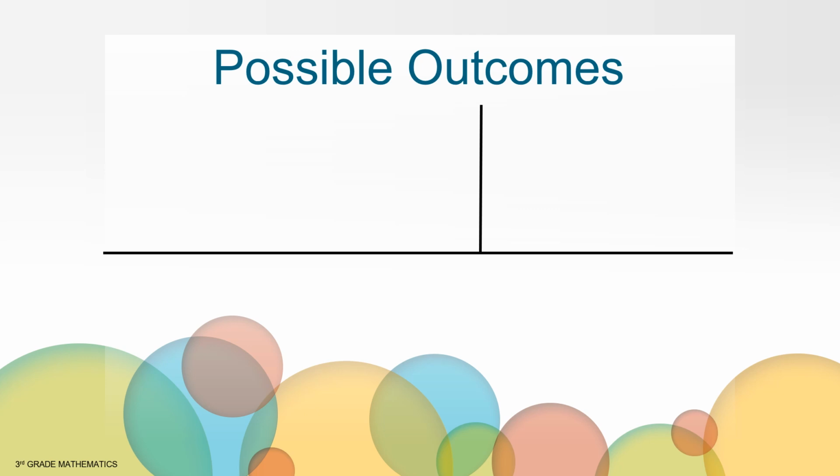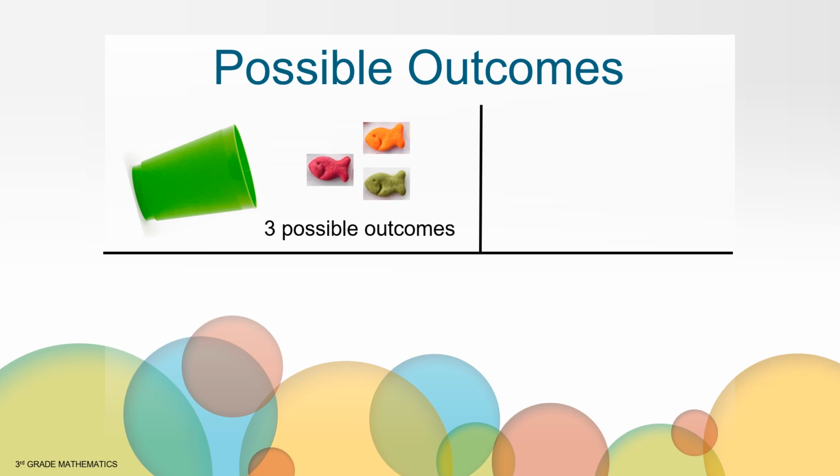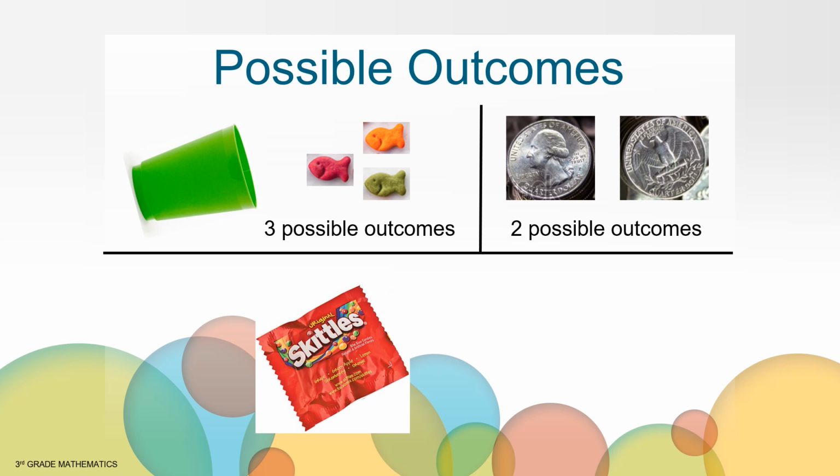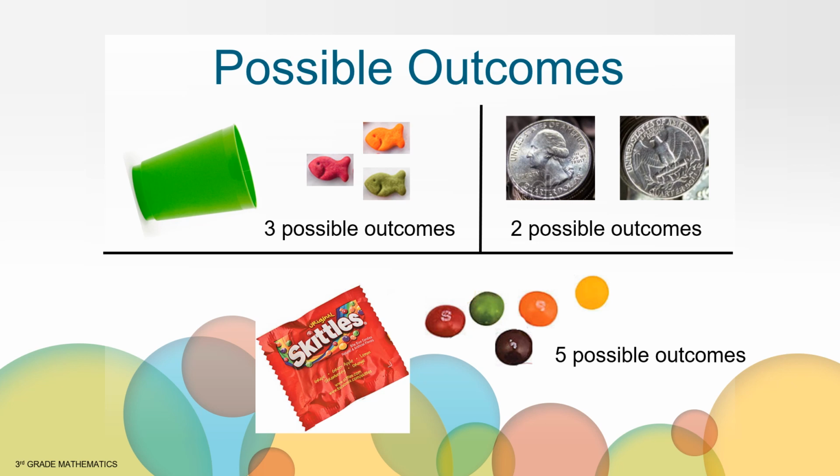Outcomes are all of the possible things that can happen from an event. For example, when I pulled out the colored goldfish from the cup, there were 3 possible outcomes: orange, green, or purple. If I flip a coin, it could land on heads or tails, so there are 2 possible outcomes. If I reach into a bag of Skittles to pull one out, there are 5 possible outcomes. It could be red, green, purple, orange, or yellow.